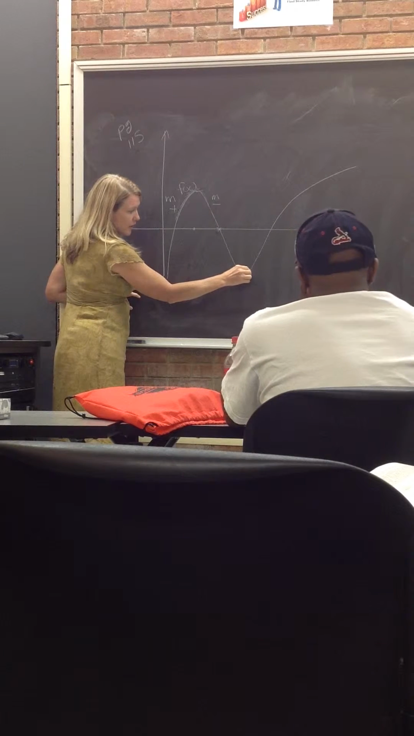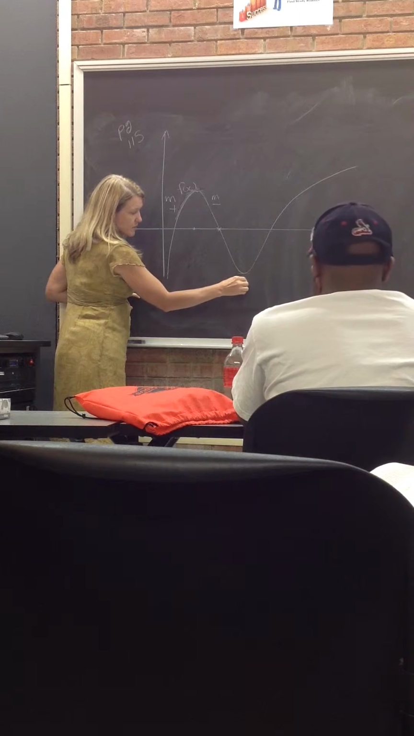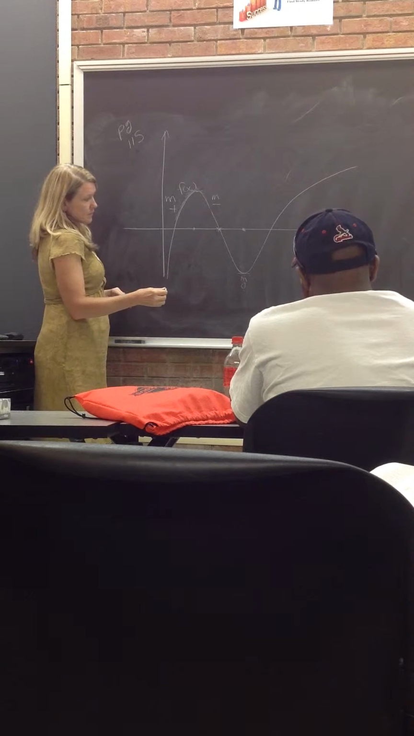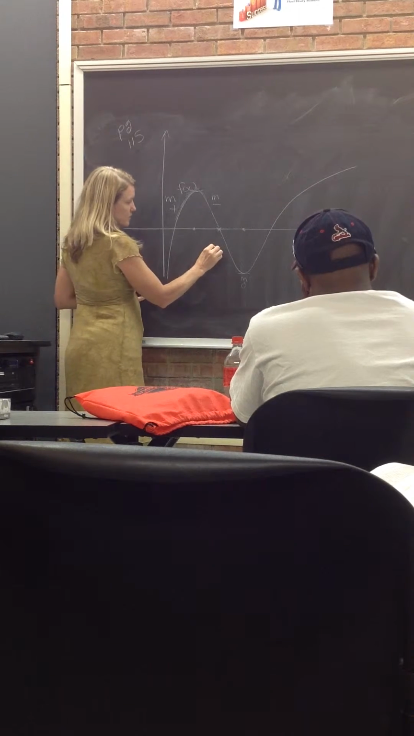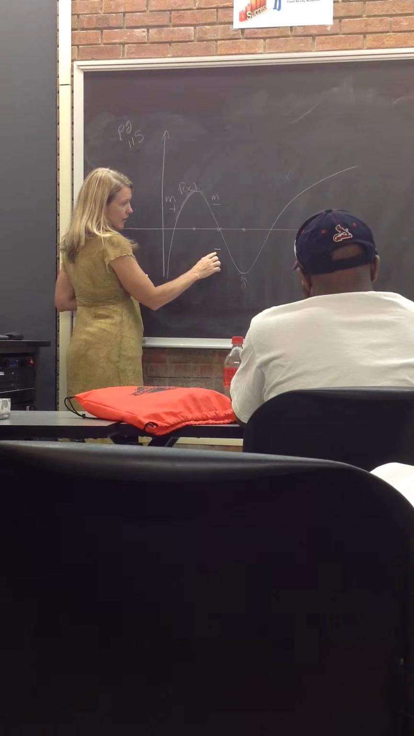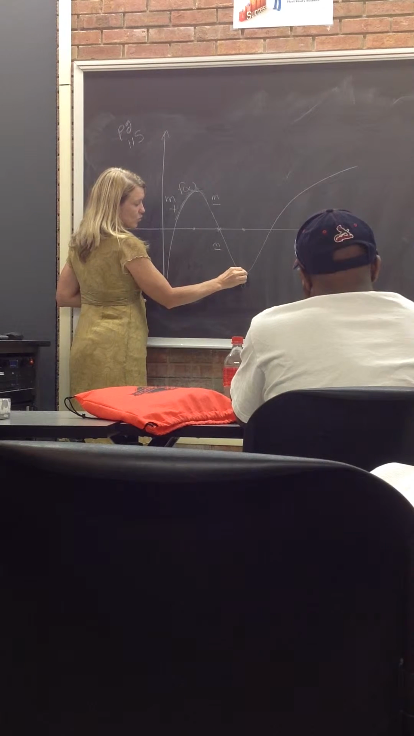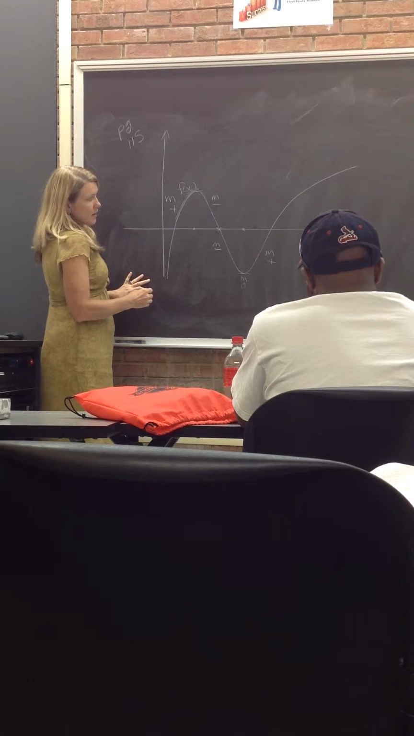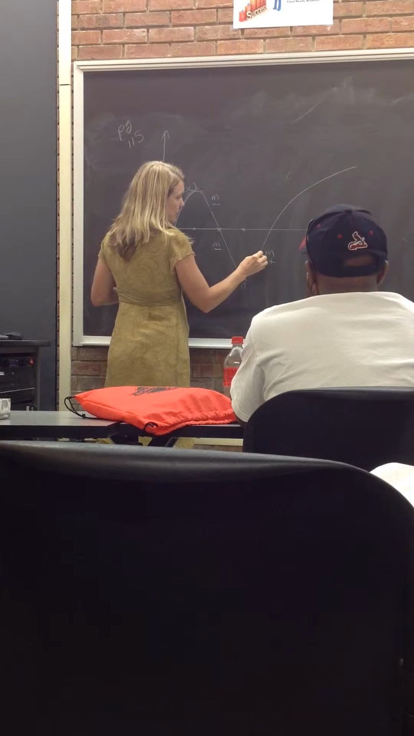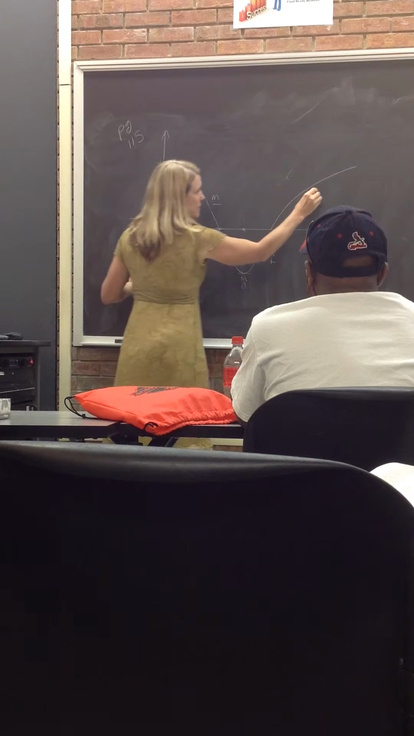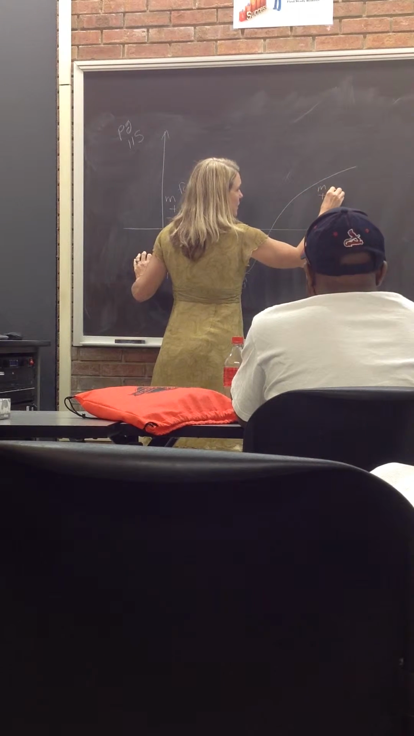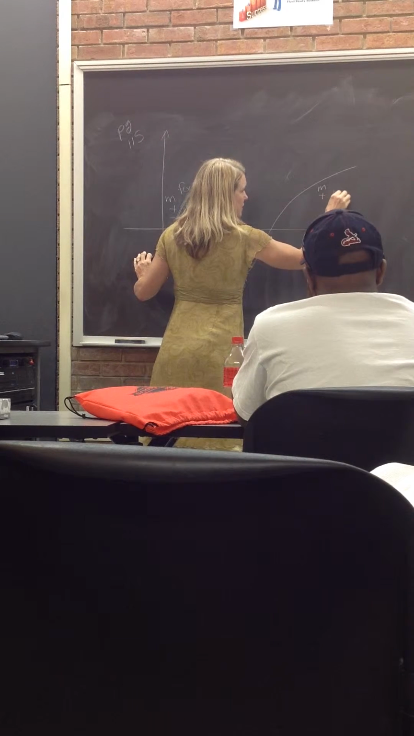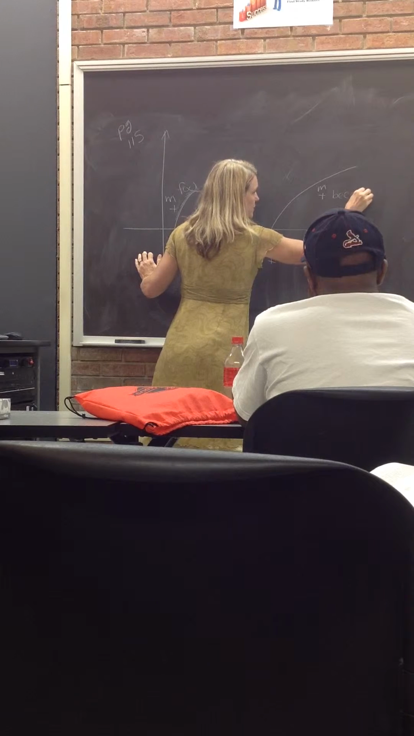And then at this point again, the slope is 0. So my derivative would be 0. And my slope is negative still on the left. But to the right of this point, now the slope is positive. And as we trend, the slope is positive, but it's becoming less positive.